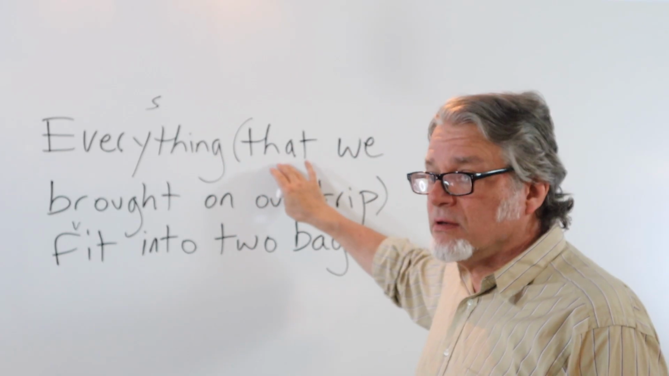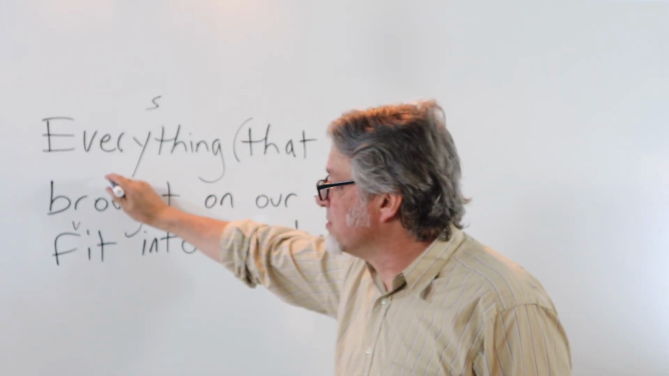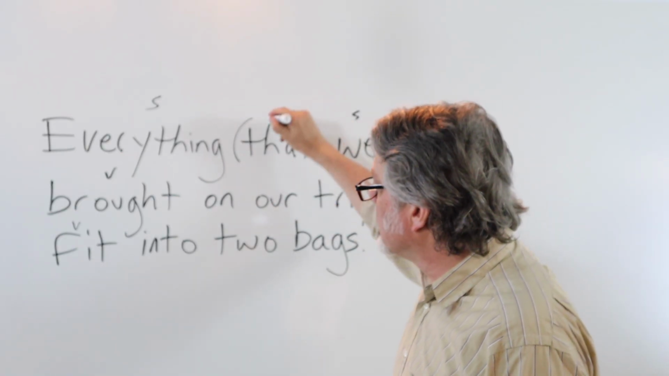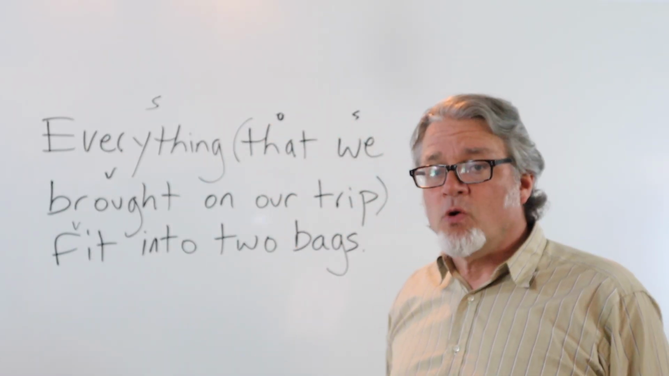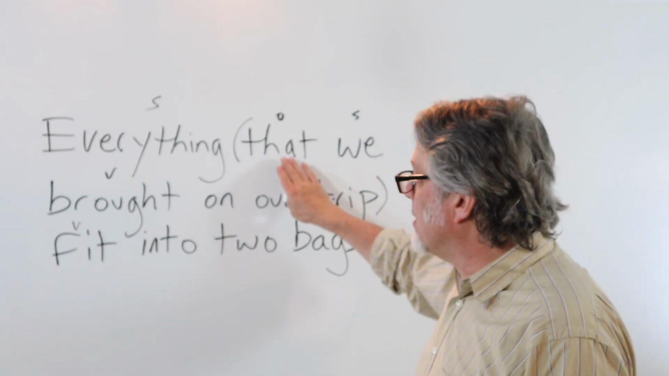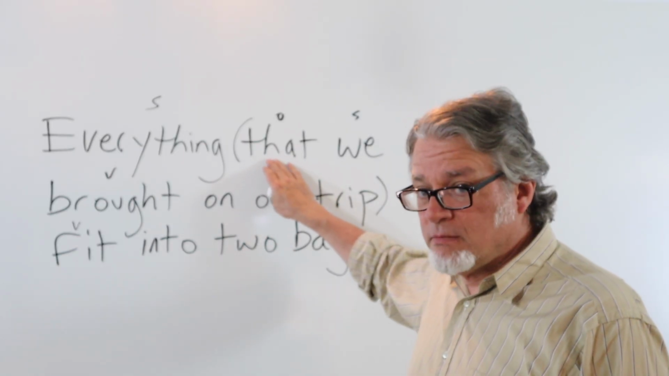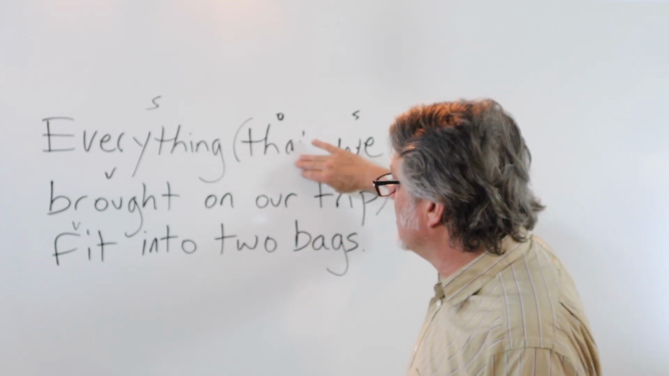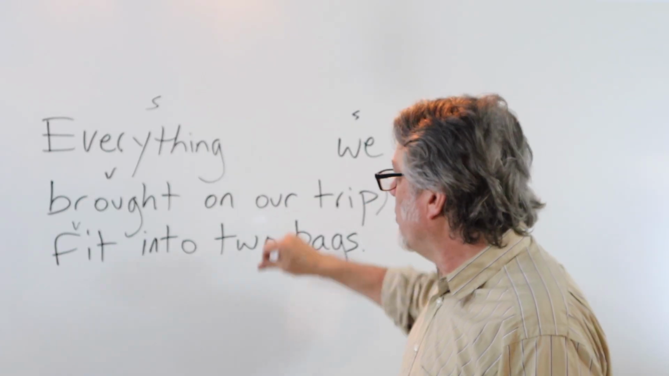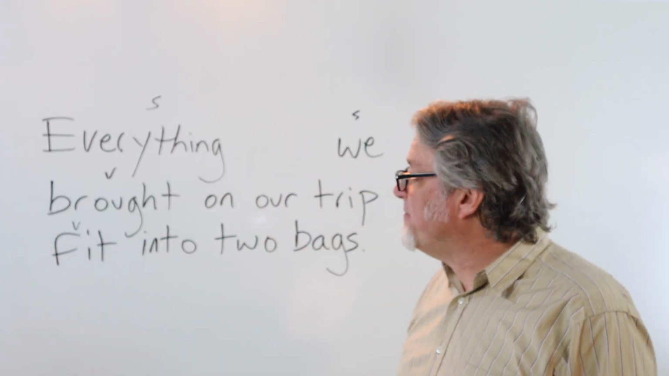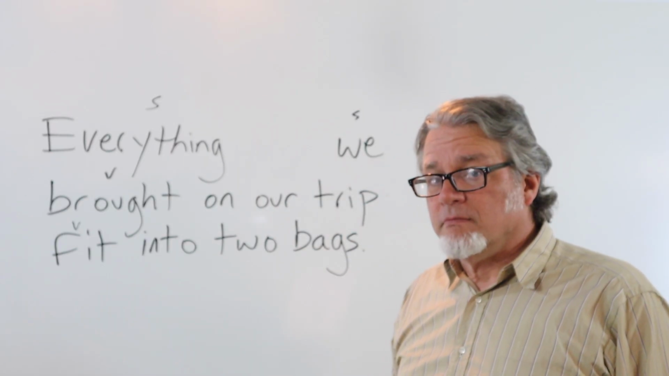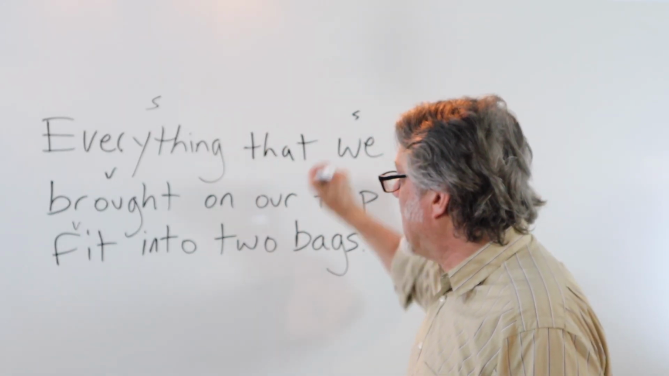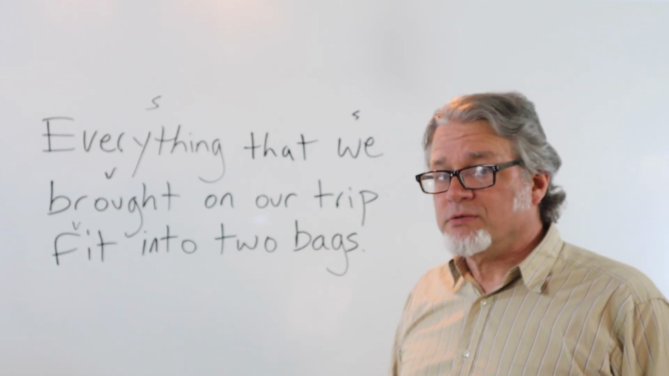In this clause, this is the subject and this is the verb. Here's a prepositional phrase. And this is the object. In an adjective clause or relative clause, the object that comes at the beginning is optional. We can eliminate this and just say everything we brought on our trip fit into 2 bags. That sounds good. Or everything that we brought on our trip fit into 2 bags.